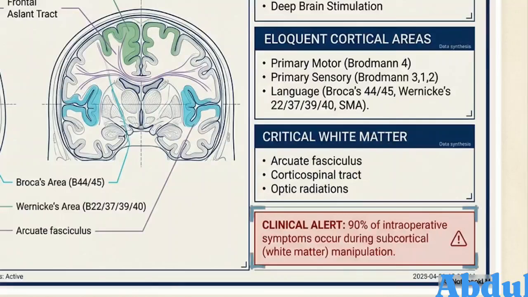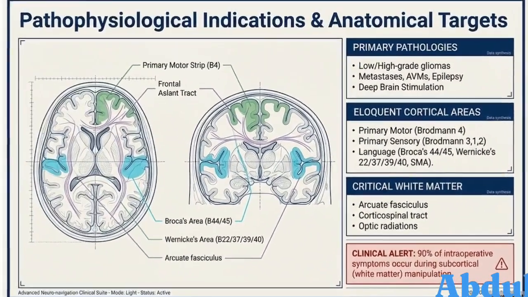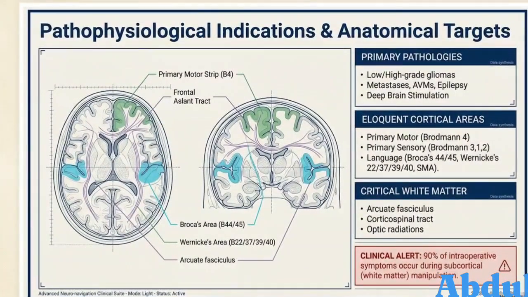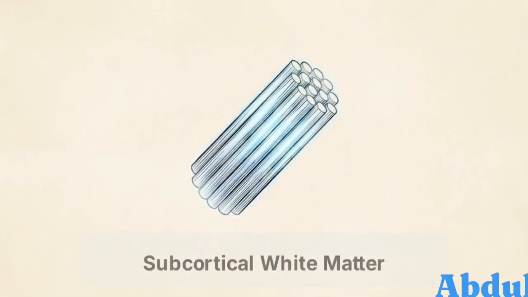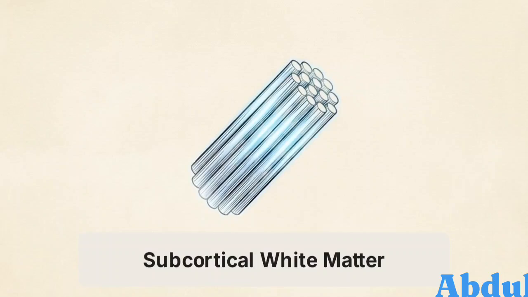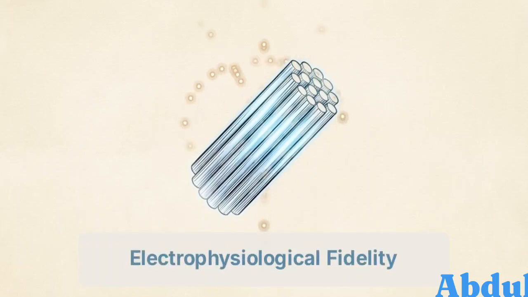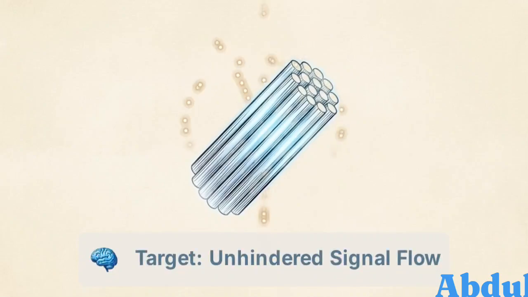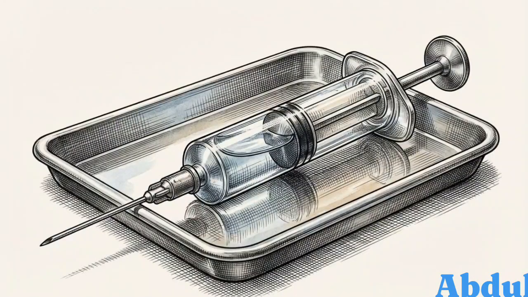Look at the clinical alert on this summary. 90% of intraoperative neurological symptoms do not occur during cortical resection. They manifest during subcortical manipulation, particularly when navigating deep white matter pathways like the arcuate fasciculus. Because the risk is overwhelmingly subcortical, preserving the electrophysiological fidelity of these deep tracts is the primary objective of our anesthetic plan. We cannot afford to suppress the signals we rely on to guide the surgery.